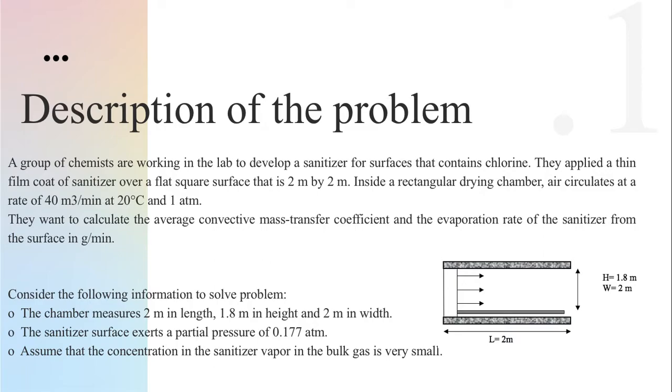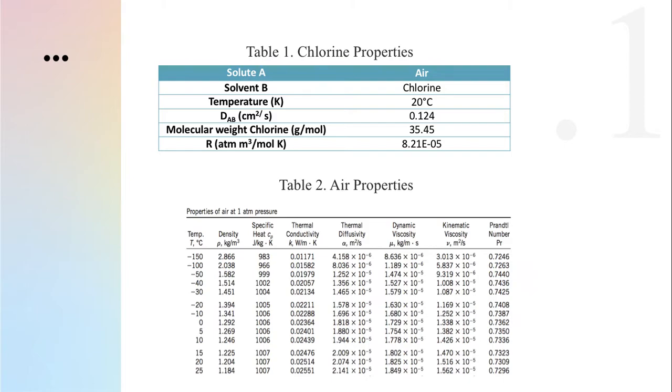The objective is to calculate the average convective mass transfer coefficient and the evaporation rate of the sanitizer from the surface in grams per minute. It's important to have the chamber measures that are shown in the drawing below, also the partial pressure of the sanitizer, and for the concentration calculations it's important to note that the concentration of the sanitizer vapor in the bulk gas is very small. Here we have the properties for both compounds.